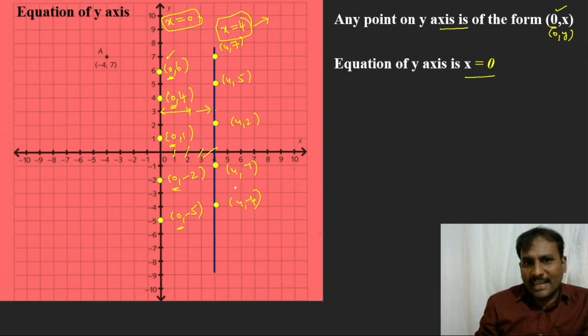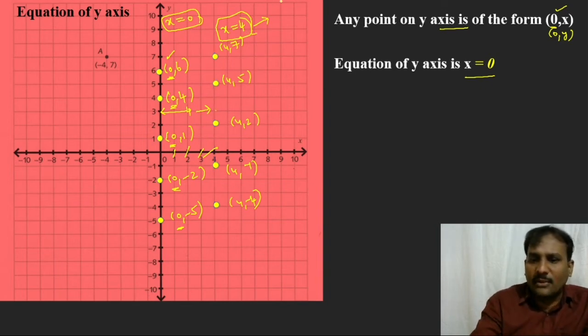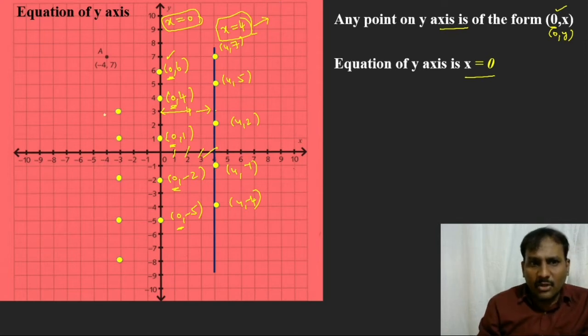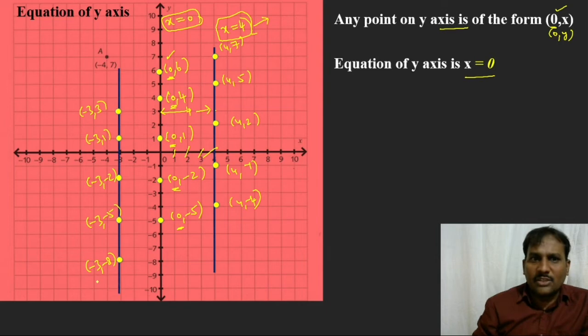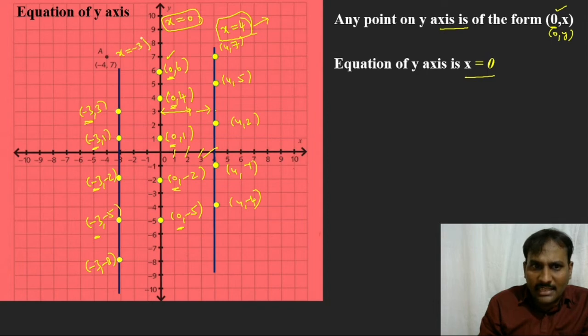And it is on the right side. That's why it is positive. If you take on the left side, what happens? See here. So what about these points? It is (minus 3, 3), and this is (minus 3, 1), this is (minus 3, minus 2), this is (minus 3, minus 5), this is (minus 3, minus 8). Join all these points. So this is at a distance of 3 units from the y-axis and parallel to y-axis. And if you observe, all x values are the same. So can I conclude that the equation of this is x is equal to minus 3, because it is 3 units away from the y-axis. It is on the left side. That's why we are taking the negative value.